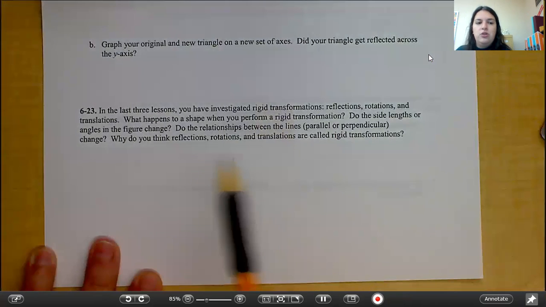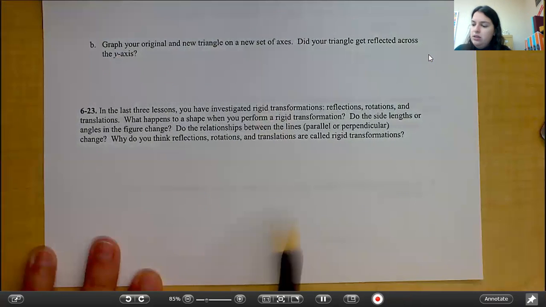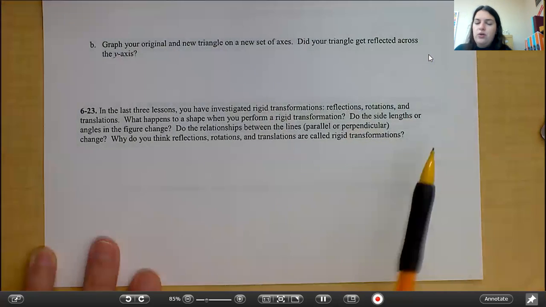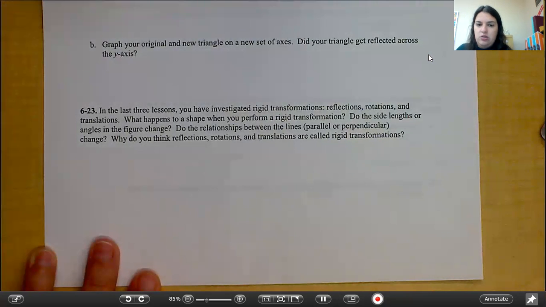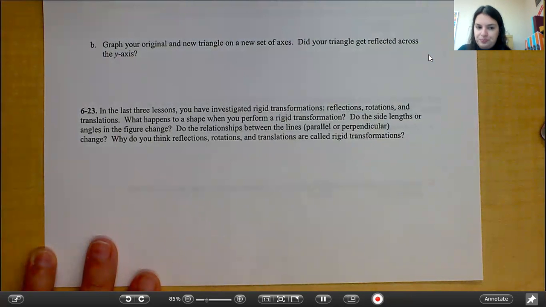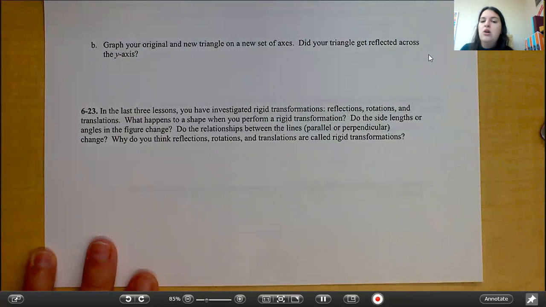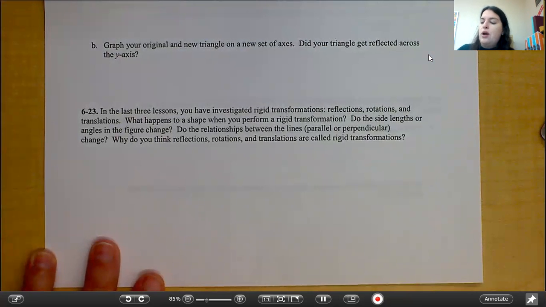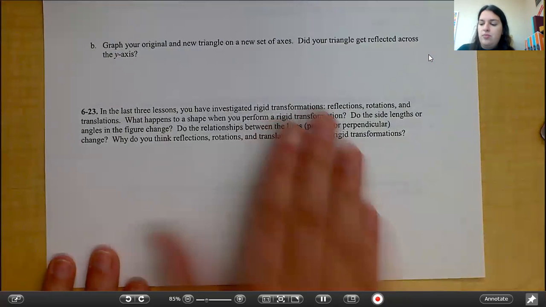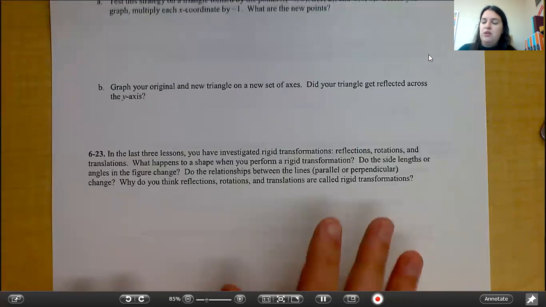Finally, the last thing that I want you to do is answer problem 6.23. You're going to do this on your own, and we are going to discuss this in class. So it's talking more about reflections, rotations, and translations. What happens to a shape when you perform these? Do the side lengths or angles change? Do the relationships between the lines change? Why do you think reflections, rotations, and translations are called rigid transformations? So I would like you to finish up this lesson by answering problem 6.23, and we're going to discuss most of this lesson in class.